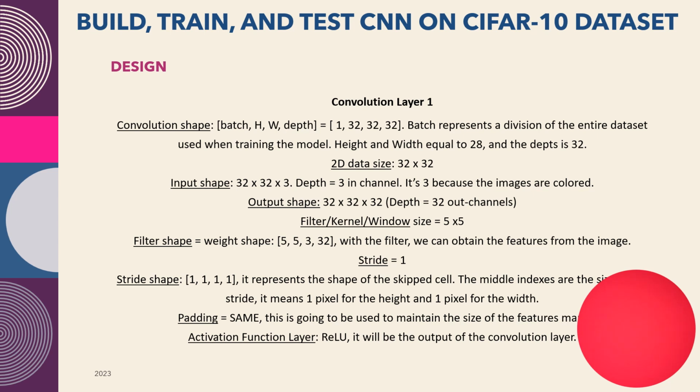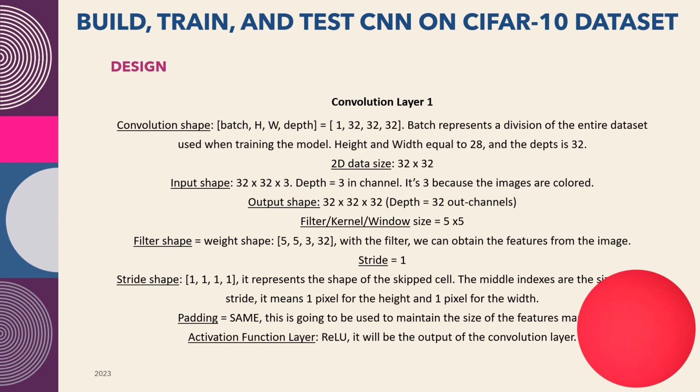The patch represents a division of the entire dataset used when training the model. Height and width equal 32 and depth is 32. The 2D dataset is 32 by 32. The input shape will be 32 by 32 by 3. The depth equals 3 in channels. It's 3 because images are colored. The output shape will be 32 by 32 by 32. Depth equals 32 out channels.